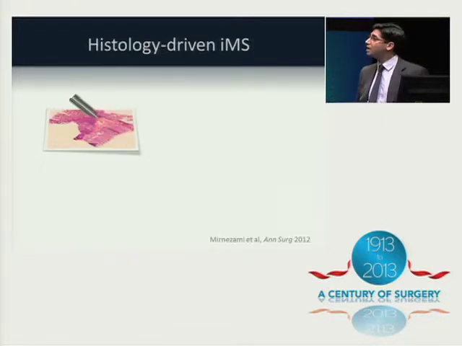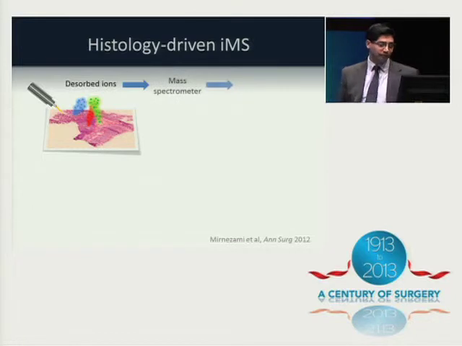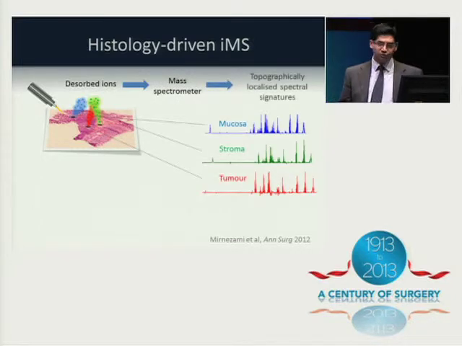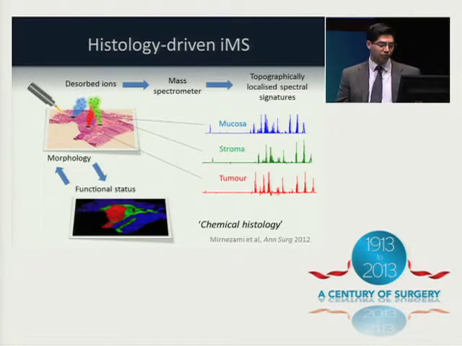The major strength of IMS lies in its ability to measure chemical activity with direct correlation to morphological features of interest, bypassing the need for time-consuming steps such as laser capture microdissection.